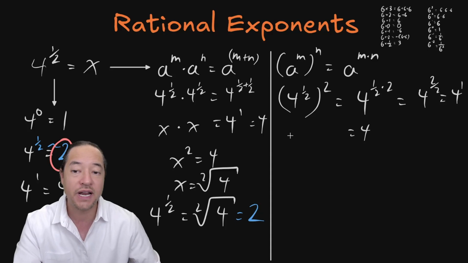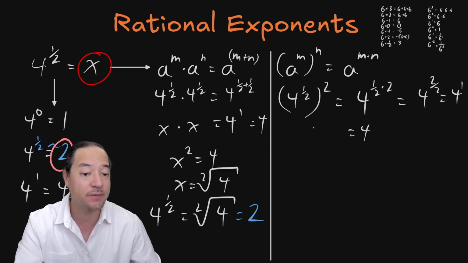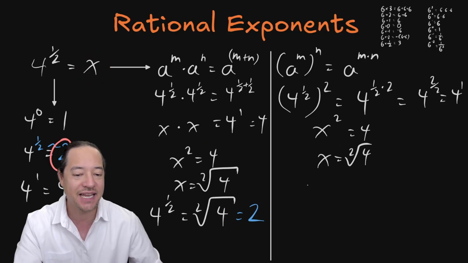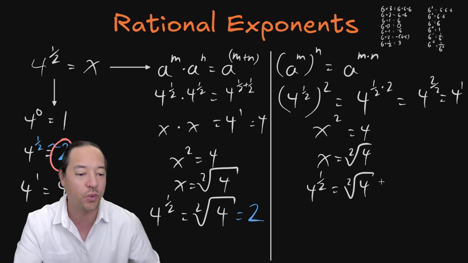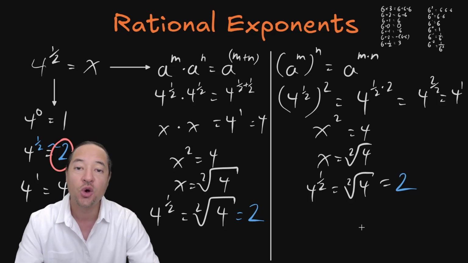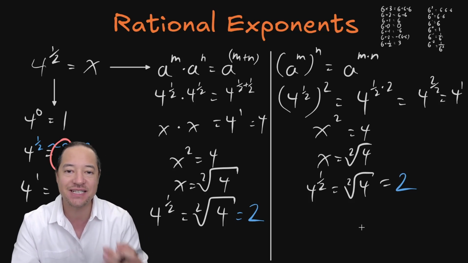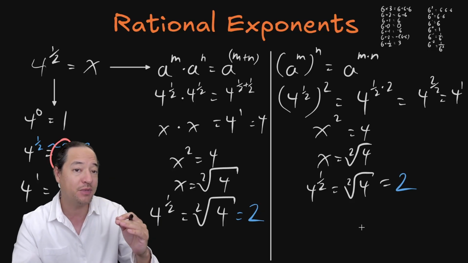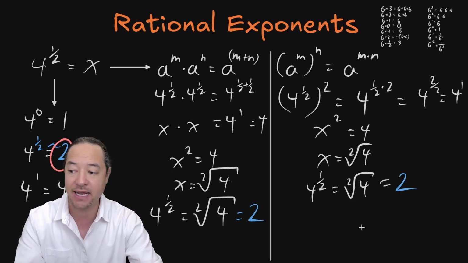And 4 to the 1/2 power, again, we said that was x. So it's going to be x squared equals 4. x equals the square root of 4. Once again, 4 to the 1/2 power equals the square root of 4, which equals 2. Okay, so it works with both of these rules. We've sort of figured out what it means to take a number and raise it to the 1/2 power. What it really means is you're taking the square root of that number.